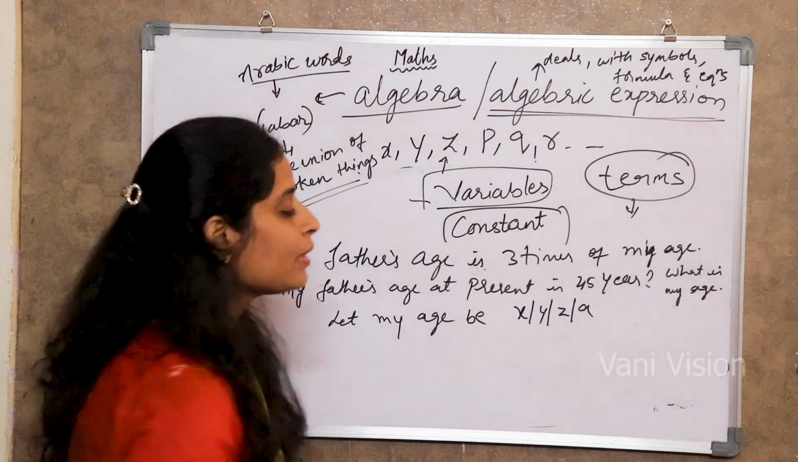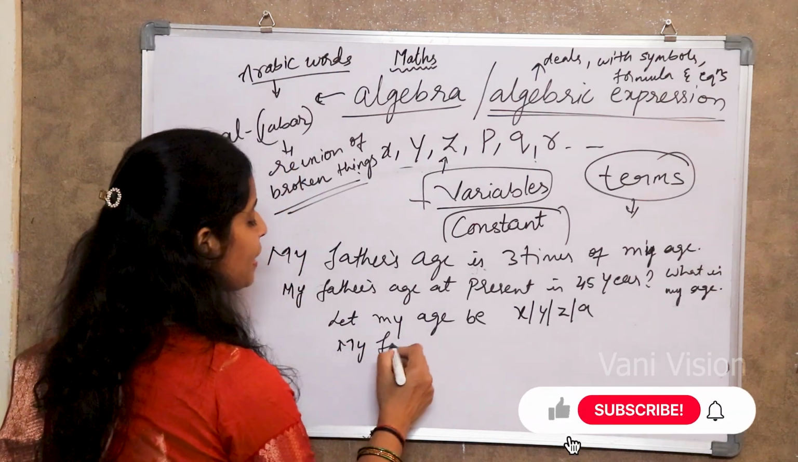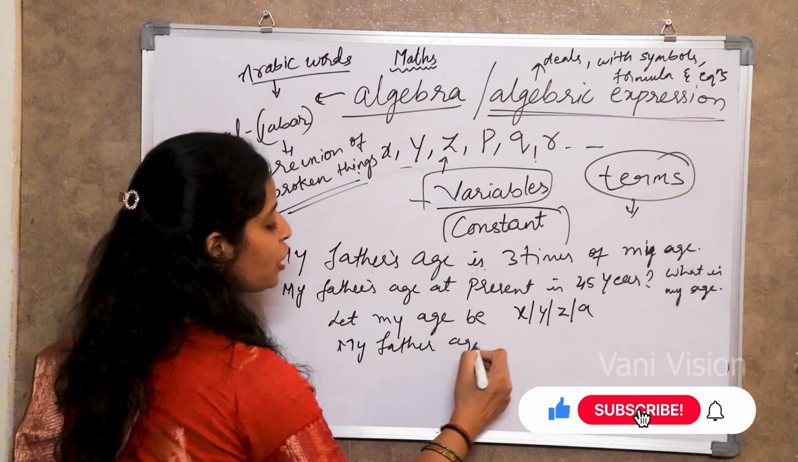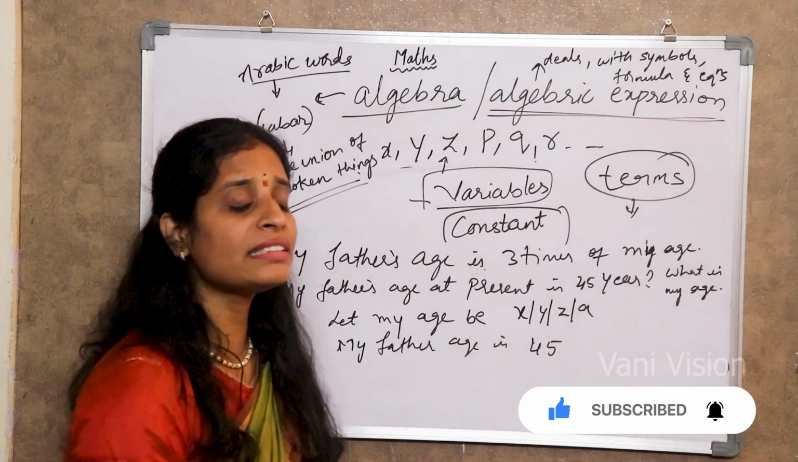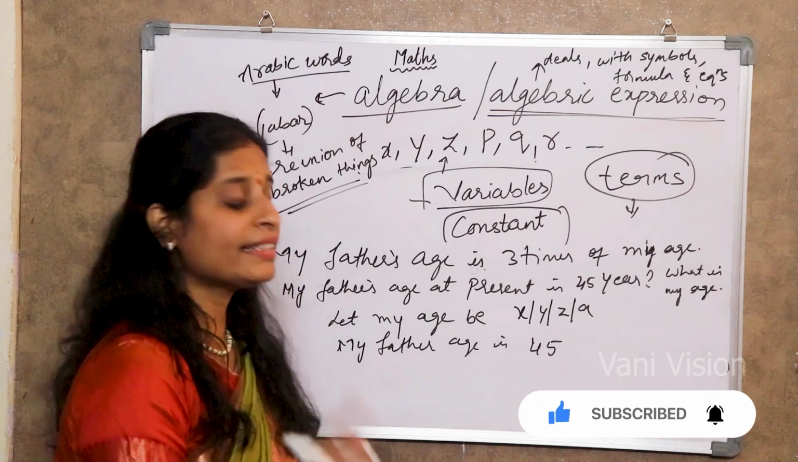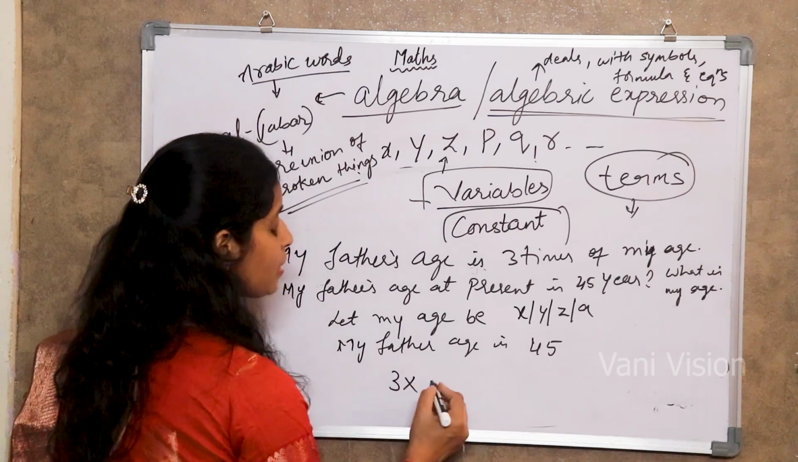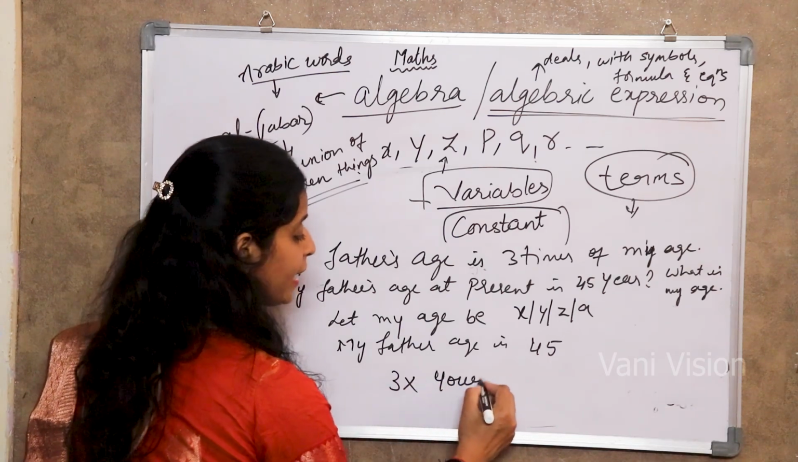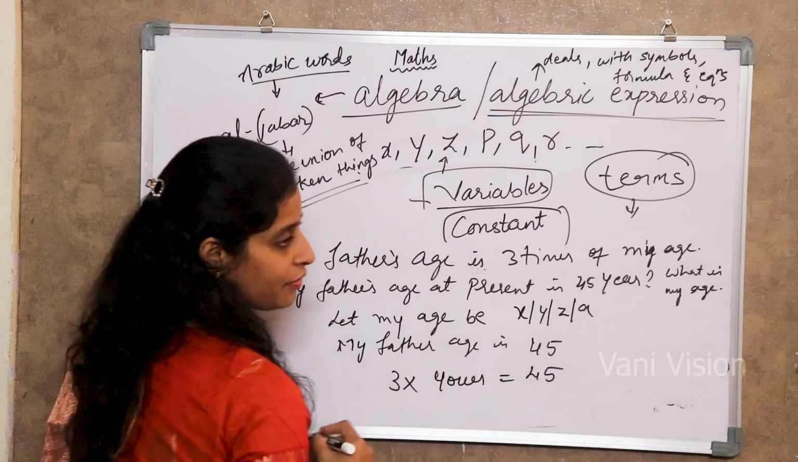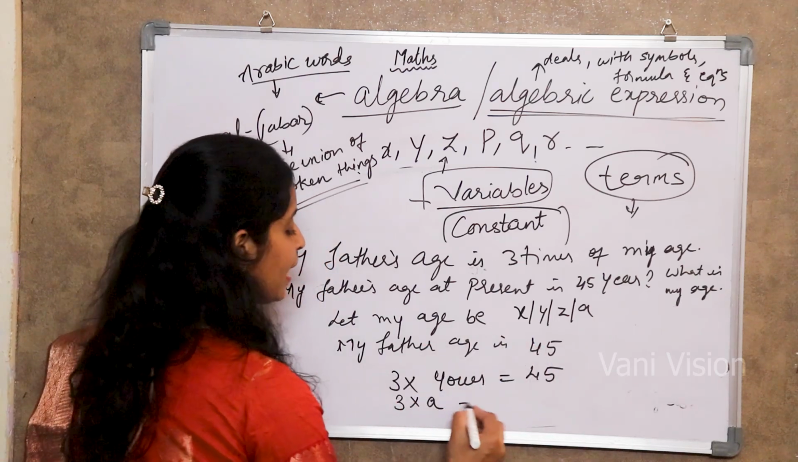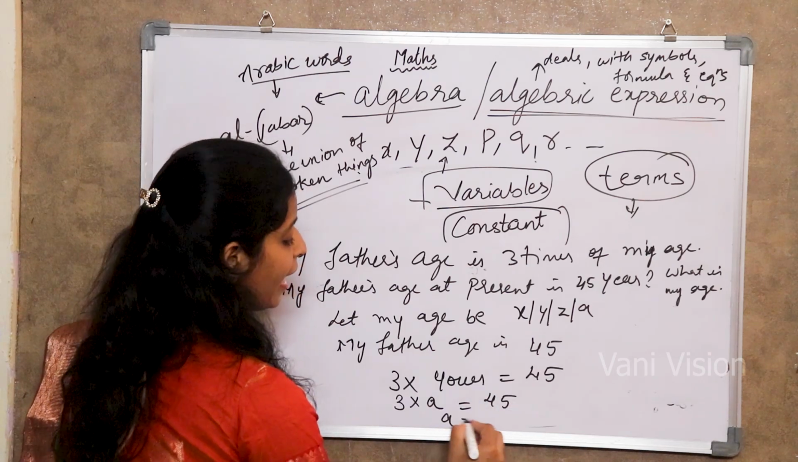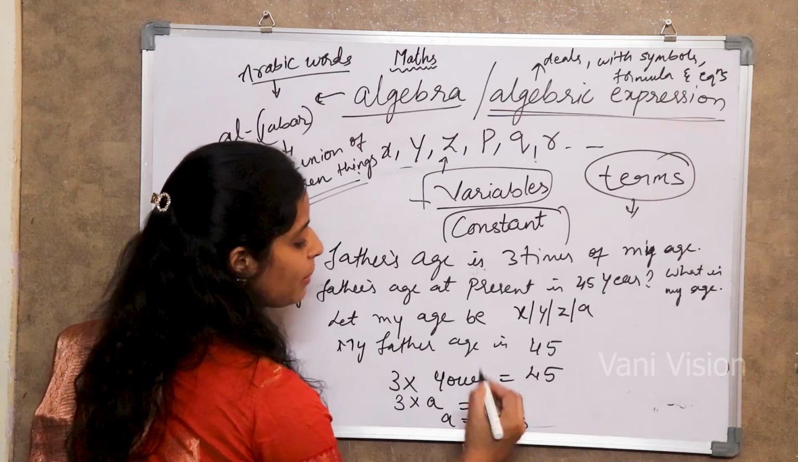No problem there. Then my father's age at present is how much? My father's age is 45 years. What was the relation between your father's and your age? It is like 3 times your age is equal to 45. Then 3a is equal to 45. What did we take? Let us take a. So a is equal to 45 divided by 3.